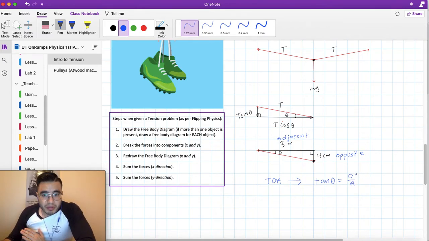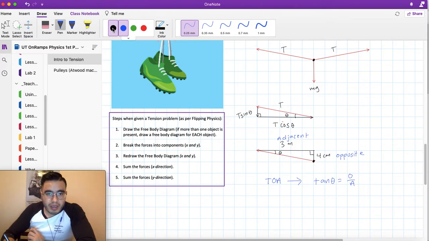Before we substitute, something we should notice is that we have 4 centimeters. We don't want centimeters. We're going to use meters. And we can do a very quick, simple dimensional analysis. We have 4 centimeters.